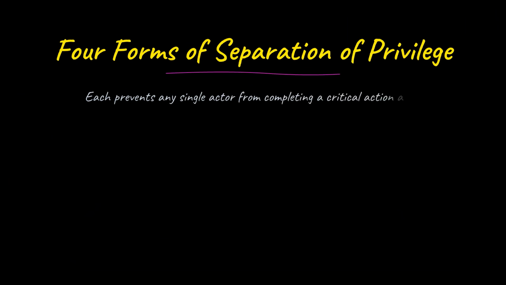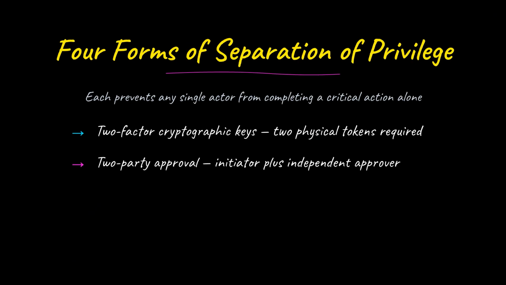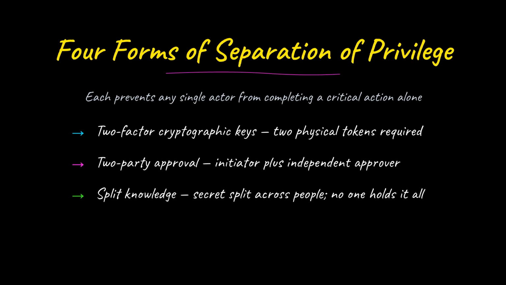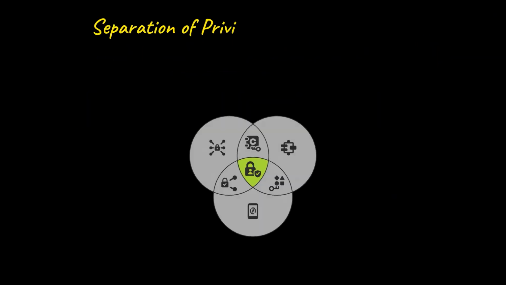Mechanically, separation of privilege takes several forms: two-factor cryptographic keys, two-party approval workflows, split knowledge schemes where no individual holds the full secret, and compartmentalized access. Each form ensures no single person, key, or system can act alone.